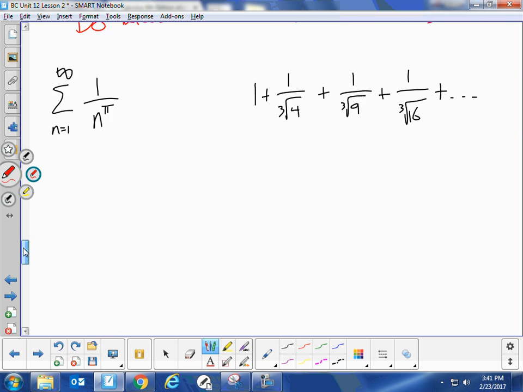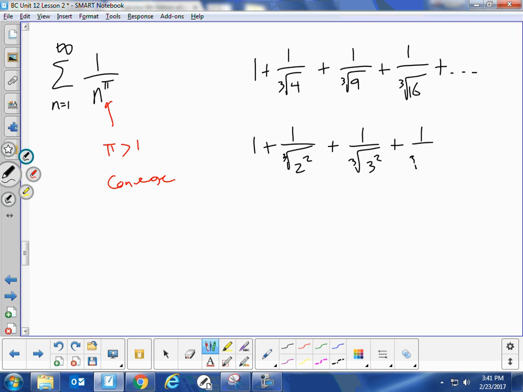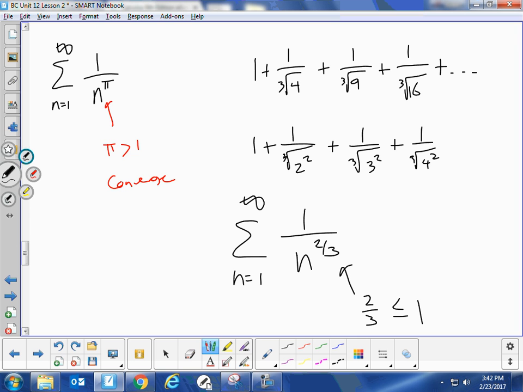Okay, let's look at a couple others. 1 over n to the pi. Pi is greater than 1. So we're going to converge. This is written out. We've got to figure out what it is, how it's created, and then we can figure out if it's going to converge or diverge. This is 1 plus... I'm going to rewrite this not as cubed root of 4, cubed root of 9, but as the cubed root of 2 squared, the cubed root of 3 squared, the cubed root of 4 squared. And I could say that's the sum, n starting from 1 going to infinity, of 1 over n to the 2/3 power. 2/3 is less than or equal to 1. We're going to diverge.